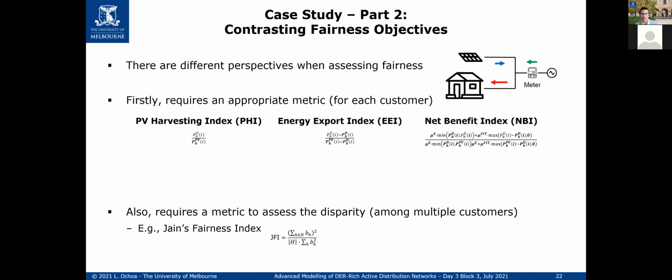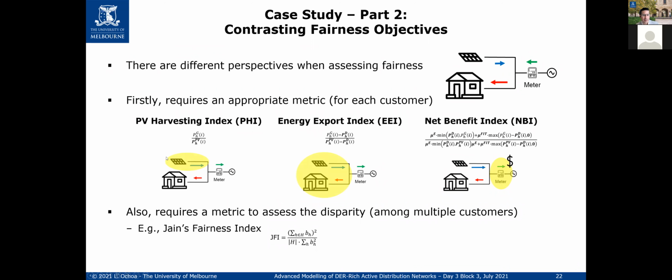We are not going to propose a specific way, we're just going to show here the different aspects of assessing fairness. So what we have here, for instance, is different indices. We have the PV harvesting index, which is essentially quantifying how much you are actually harvesting from the photovoltaic system. We have an energy export index, which is quantifying how much you're exporting to the grid, and a net benefit index that is looking at the monetary value you're getting.